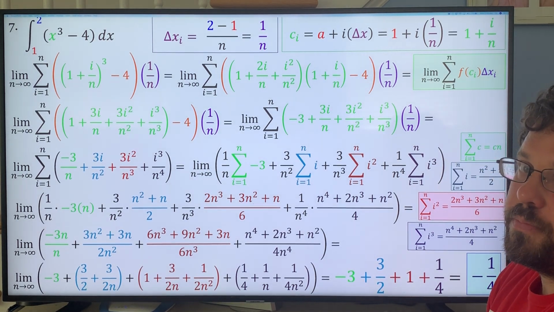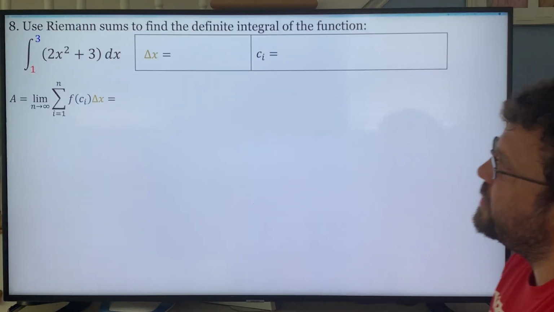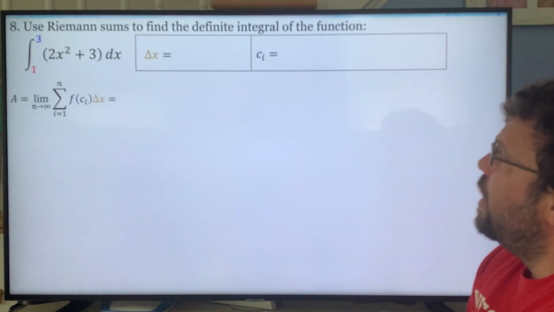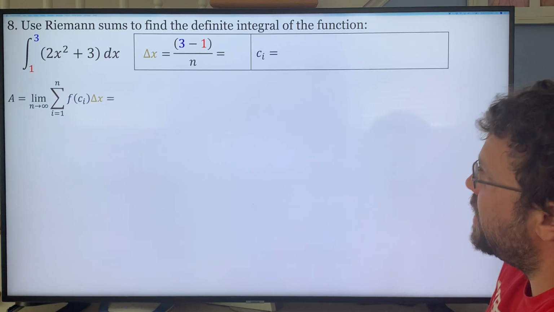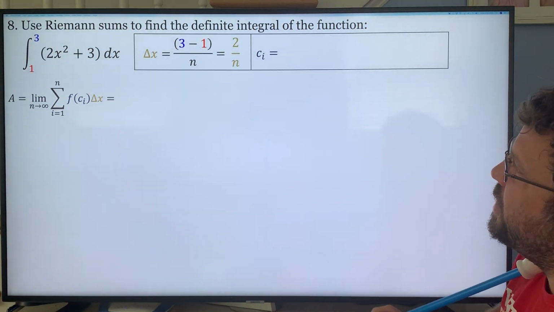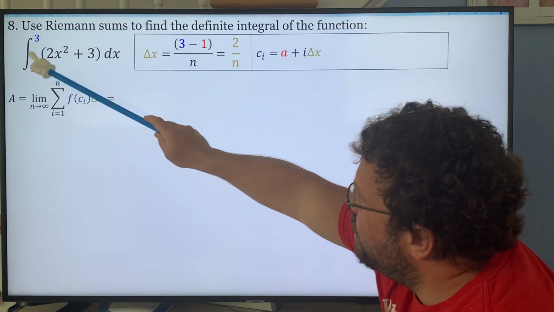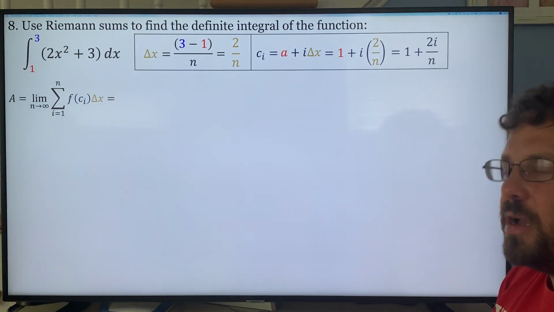Ready? Last question of the review. Number 8. Use Riemann sums to find the definite integral of the function. So, delta x, b minus a over n, is 2 over n. c_i is a plus i delta x, a which is 1, plus i times 2 over n. 1 plus 2i over n.